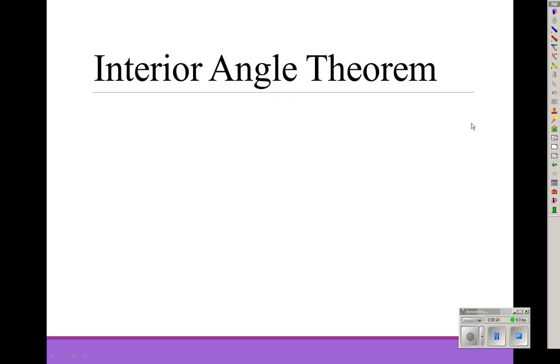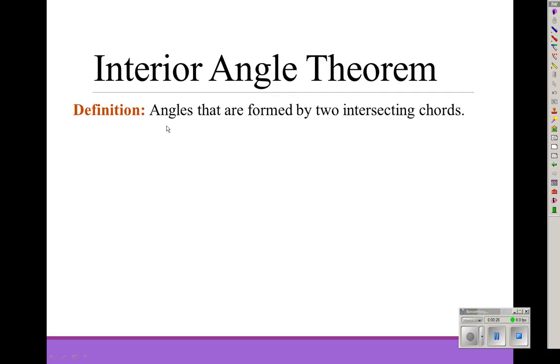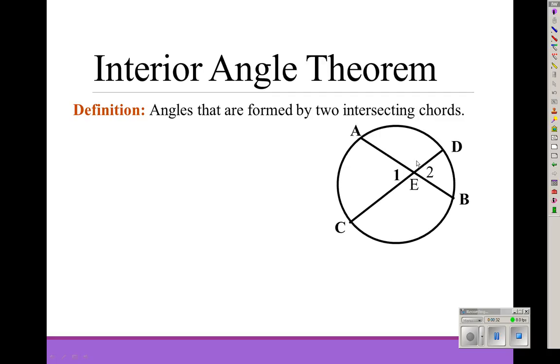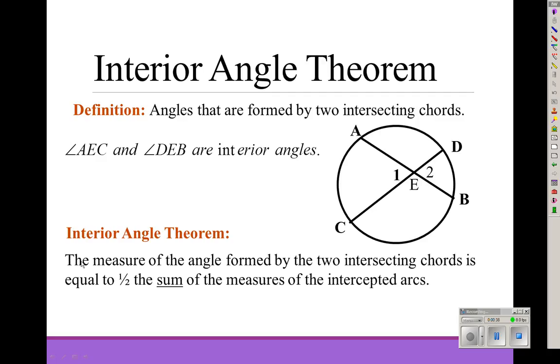So the interior angle theorem says that angles that are formed by two intersecting chords are interior angles. And when that happens, here's the theorem. The measure of the angle formed by the two intersecting chords is equal to half the sum of the measures of the intercepted arcs.